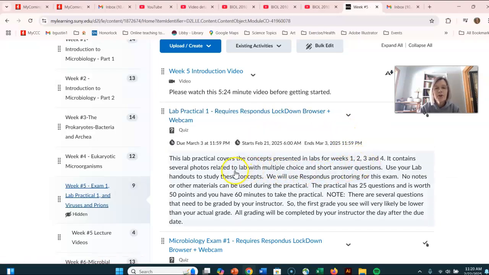And I put photos on it. There's multiple choice, there's short answer. Please use your lab handouts to study for the lab practical. Your lab handouts should be completed. Look at the pictures. I put pictures on there of some of the tools we talked about. Make sure you know the names. Make sure you know the parts of the microscope and what they do.